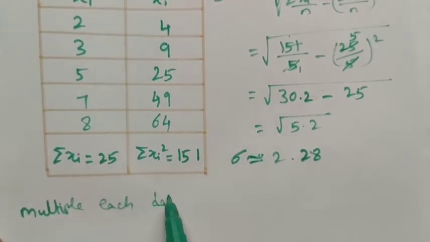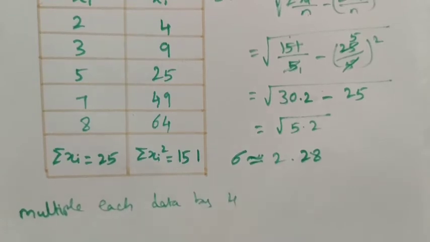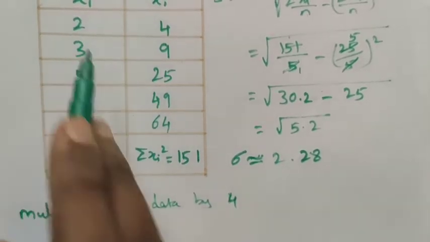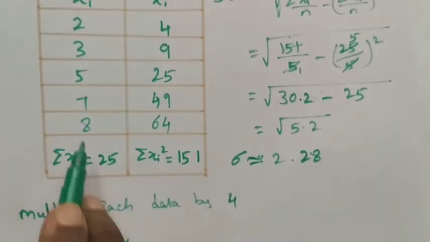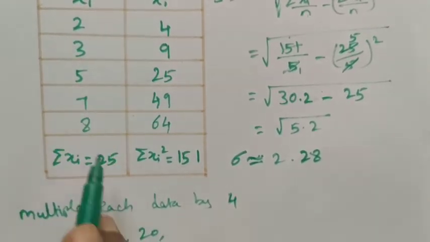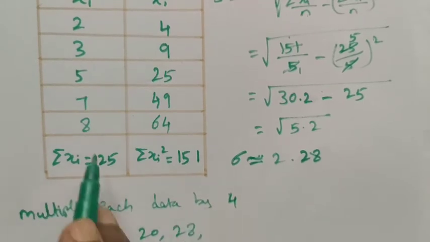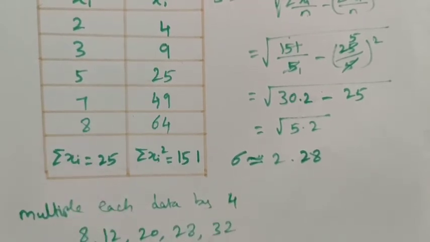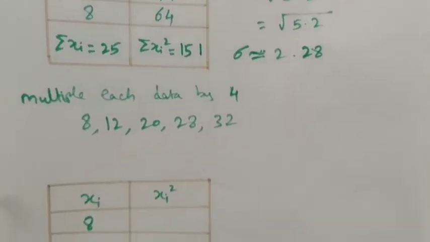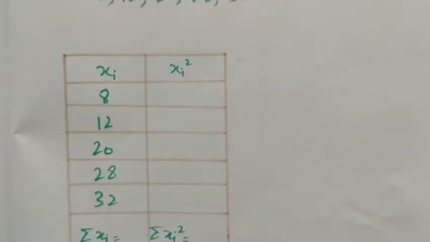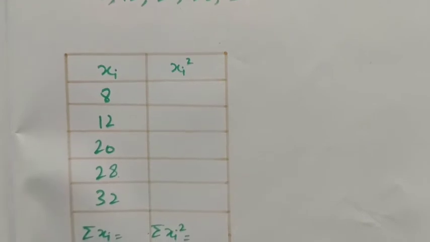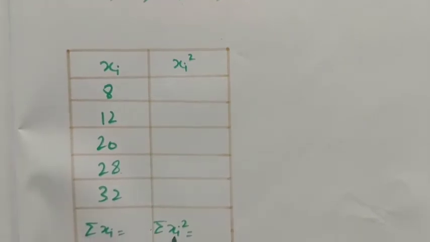Next, multiply each data by 4. We get 4 twos are 8, 4 threes are 12, 4 fives are 20, 4 sevens are 28, 4 eights are 32. This is the new data. Now we want to find the standard deviation for this data. Here I am taking xi and xi square for the direct method. We want to find summation xi and summation xi square.